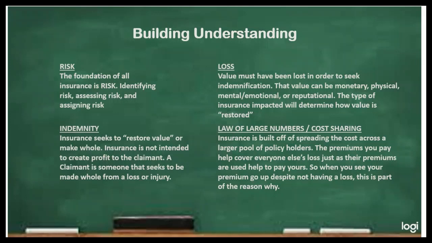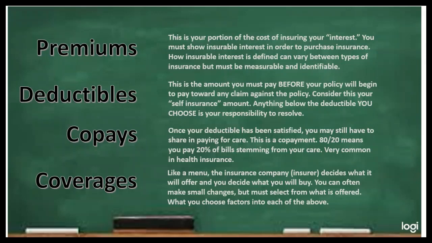So law of large numbers works on both sides of the claim, right? It's before there's a loss, it's trying to determine how much should you be paying in. After a loss, it's trying to figure out how much did you actually lose, right? So a couple things, very foundational. They apply to all the different branches of insurance. So it's definitely something you want to be comfortable and a little familiar with. Now, 4 big things: premiums, deductibles, co-pays, and coverages.